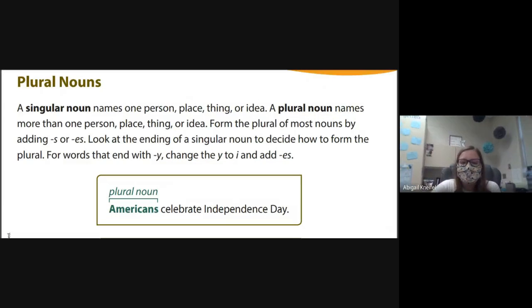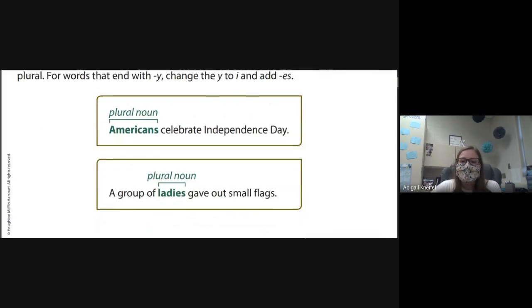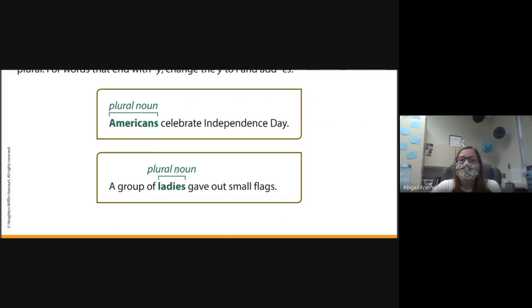So, anyways, here's an example. Americans celebrate Independence Day. That is plural. American is singular. All you have to do is add an S to this lovely noun to make it plural. Not that challenging. Here's another one. A group of ladies gave out small flags. So ladies is the plural noun that we're talking about there. Also flags is a plural noun. But lady is spelled L-A-D-Y, and since it ends in Y, we have to change the Y to I-E-S. Fun fact. Okay?